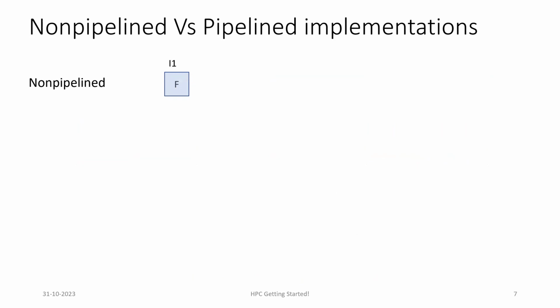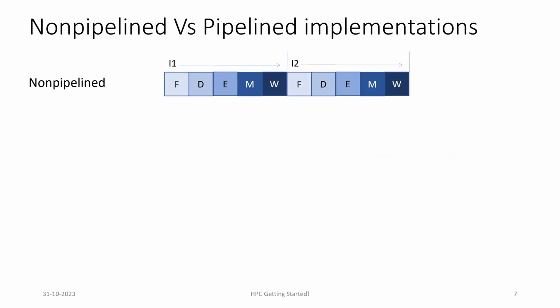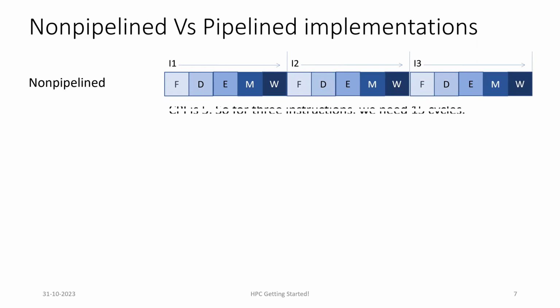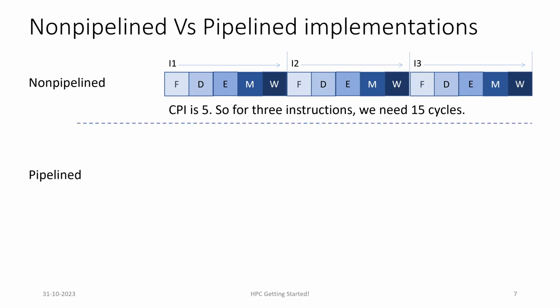In the non-pipelined version, we pick one instruction. We fetch it, decode it, execute it. If there is a memory access, we do it, and then we update the destination registers. Only when this particular instruction's write back or register update stage completes, then we pick the second instruction, followed by the third instruction. So we go one after another. The CPI is 5, and to execute 3 instructions, we are going to take 15 cycles. Now, what is the pipelined version?